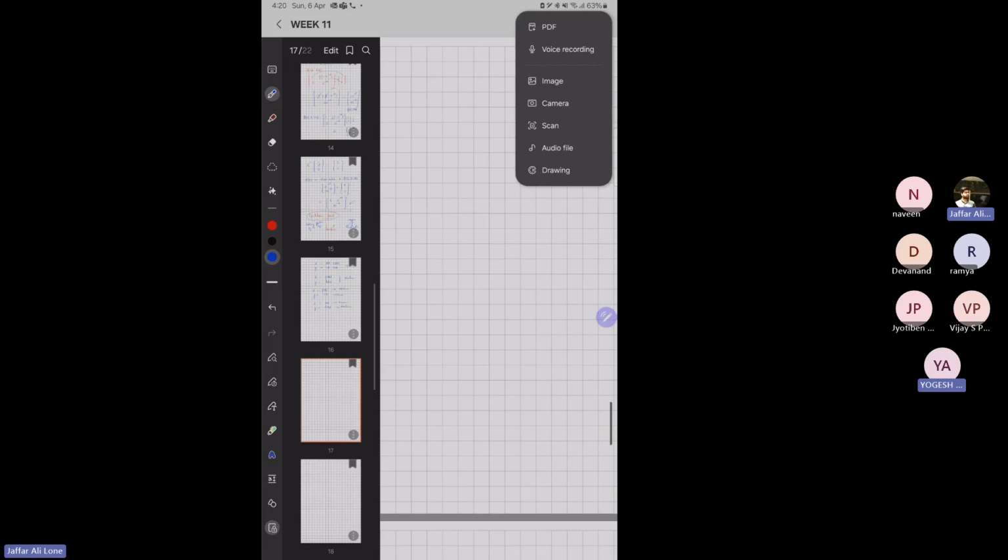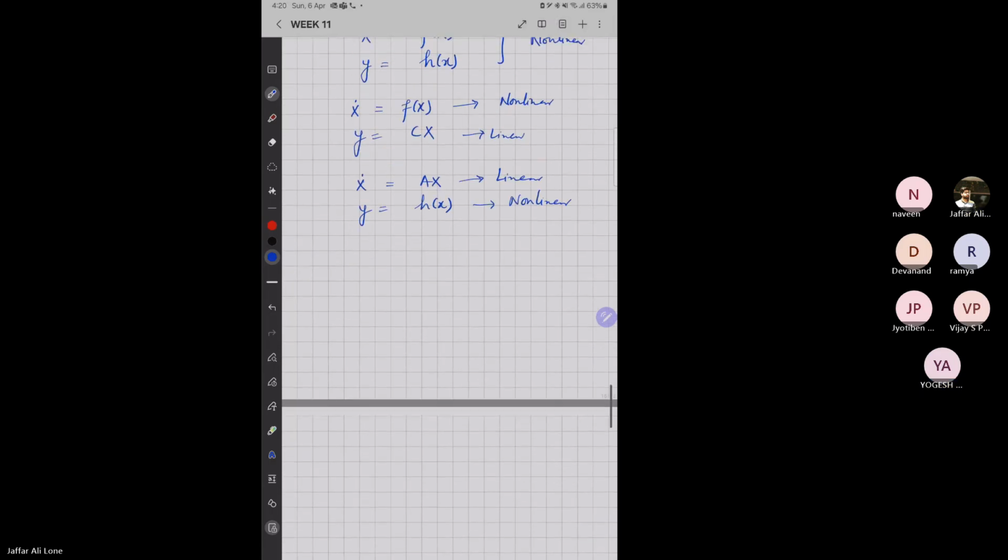Let's do one question. The question is, we're given x1 dot, x2 dot is equal to 5x1 minus 2x1 square minus 4x1 x2, and x2 minus 3x2 square plus x1 x2.